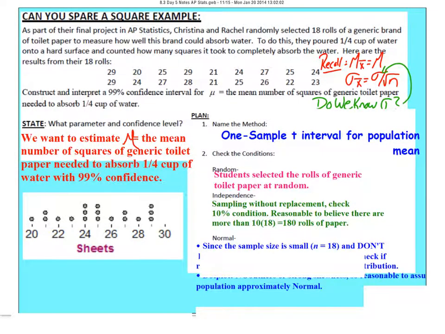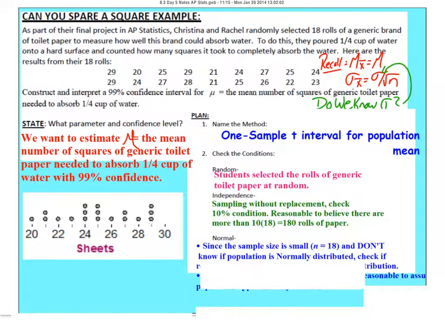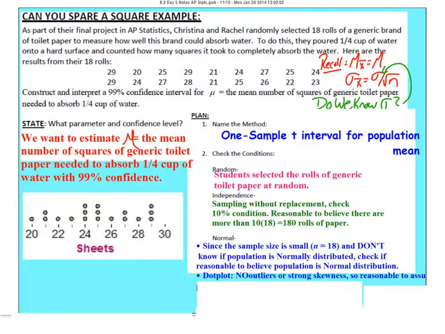We would say, since the sample size is small and you don't know if the population is normally distributed, you must check if it's reasonable to believe the population is normally distributed. In the dot plot, there are no outliers or strong skewness, so it's reasonable to assume it's approximately normal. This is exactly how you have to address the situation to show approximate normality. Keep in mind, this is only required if we are doing means with the t-critical value. In this case, we have to switch over to this t-interval because we do not know the population standard deviation. Rarely will you even use the z-test anymore going forward on the means.